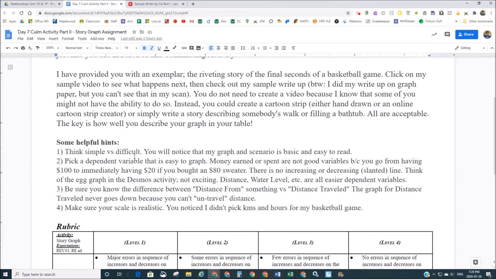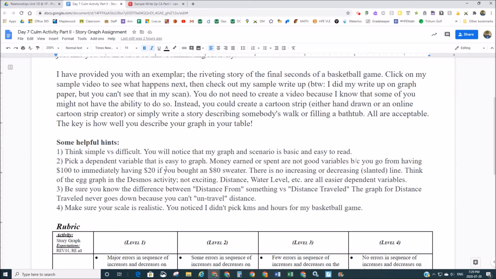Think simple versus difficult. You'll notice that my graph is a very simple scenario. I'm not talking about the whole game. I'm talking about 13 seconds in the game. Something simple is easier because I really want to see that you understand the basics and the math behind it versus some really complicated story.